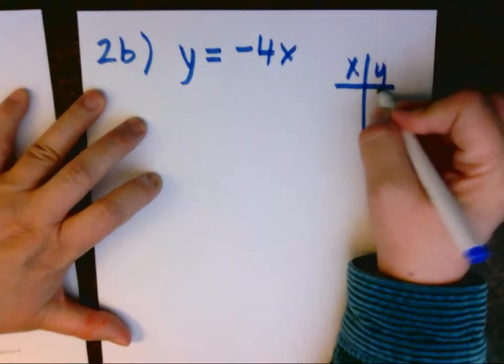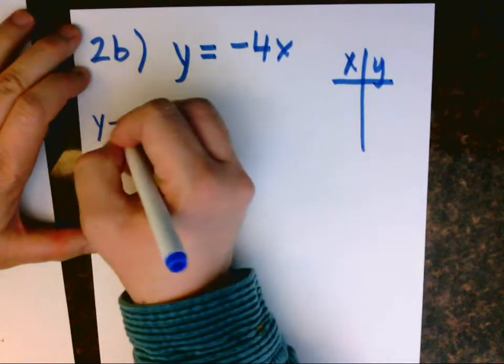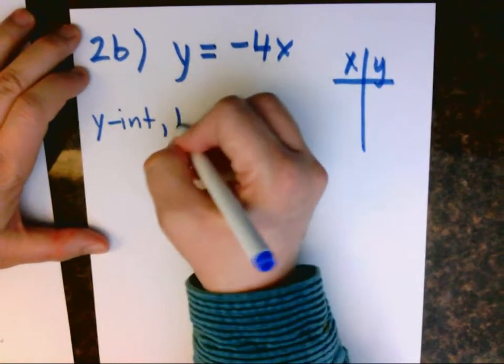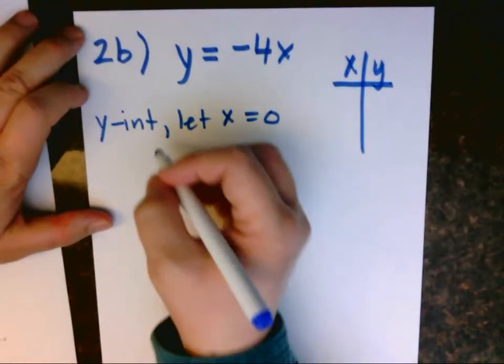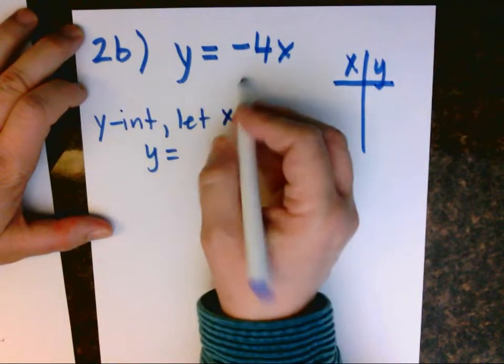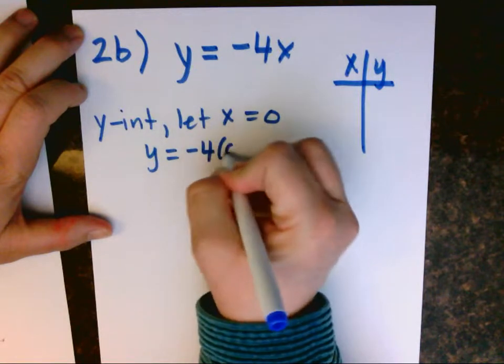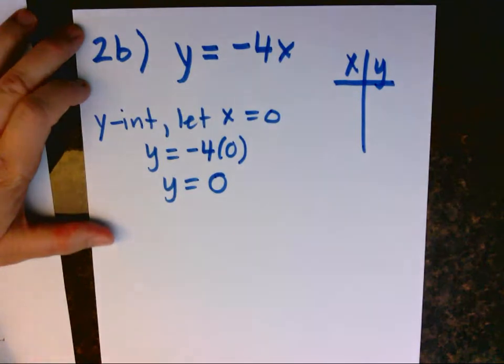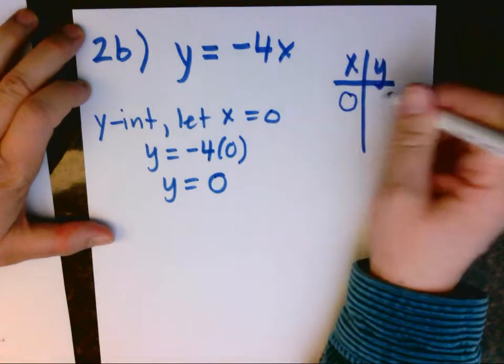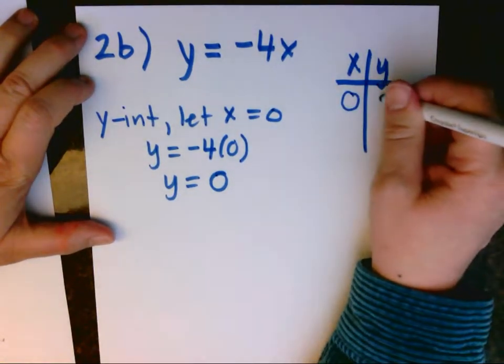So here's my table. And to get the y-intercept, let x be 0. So we take this equation and we put 0 in for x. When we do that, y equals 0. So I put a 0 in for x, and y turned out to be 0.